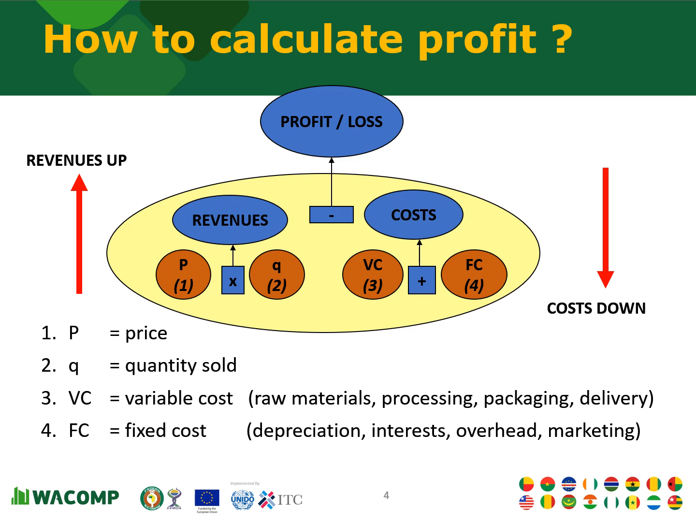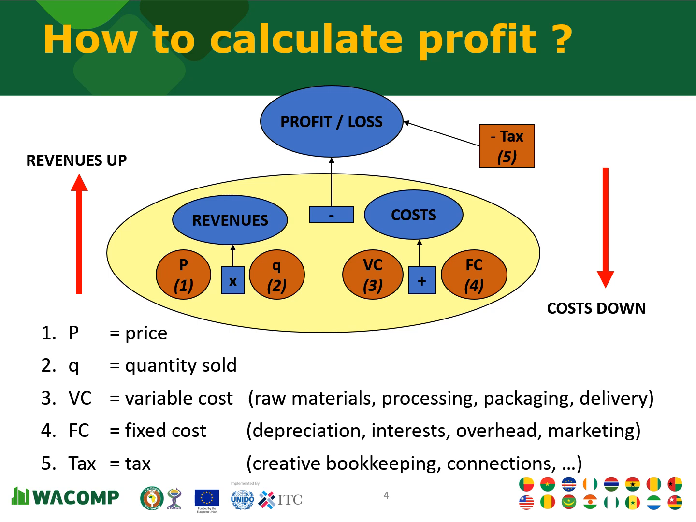And now what is the 5th parameter? You may wonder, is there another one? Yes, indeed. What largely influences your profit, it eats your profit away, yes, it's tax. Ladies and gentlemen, what influences the amount of tax to be paid? I'm sure that you all know that it's creative bookkeeping and good connections. There you go. Creative bookkeeping and good connections.